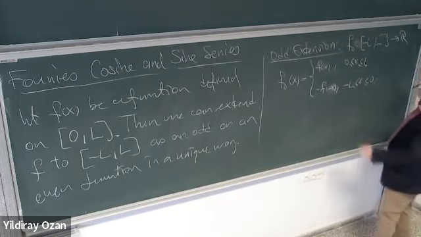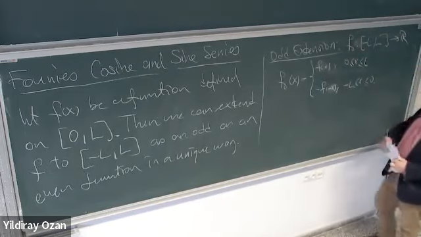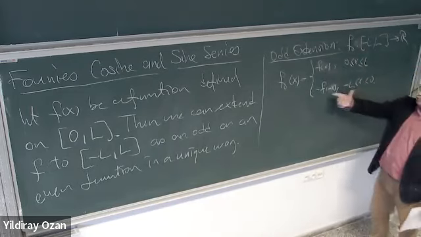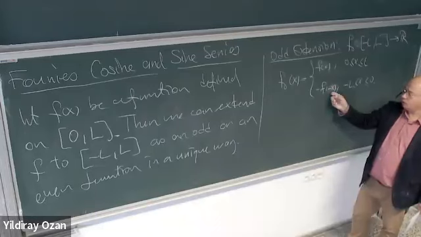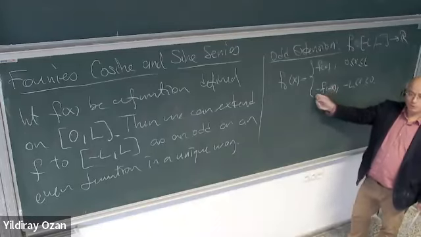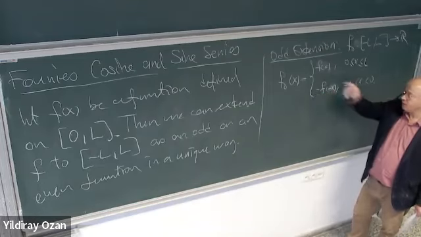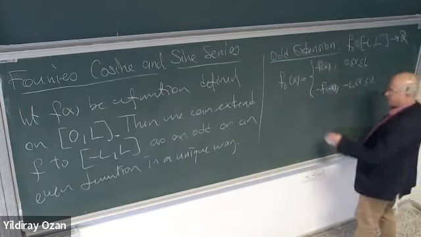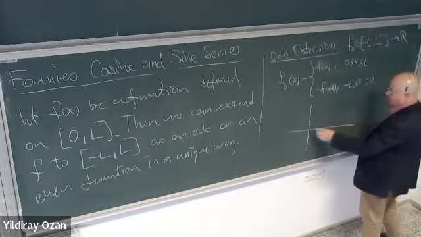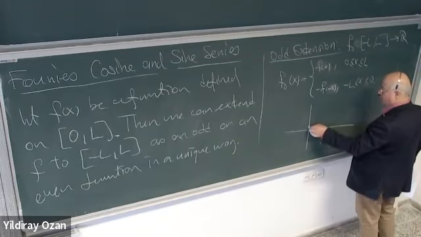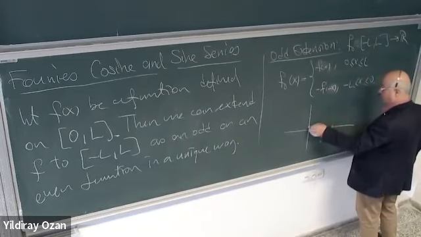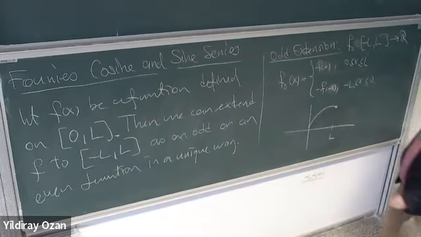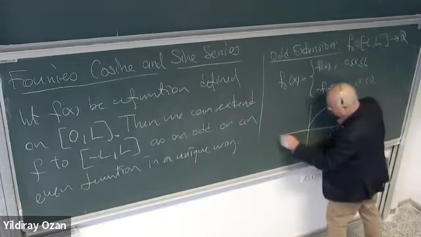So what am I doing? To define this function between minus L and 0, I take the negative of x, so it becomes a positive number. I find the value of f there, then I put one more minus sign in front. So if you define it this way, then you get an odd function. This is what you do. Your function is given here, defined only here. Okay, let's say this function. What you do on this side of the x-axis, you define it this way.